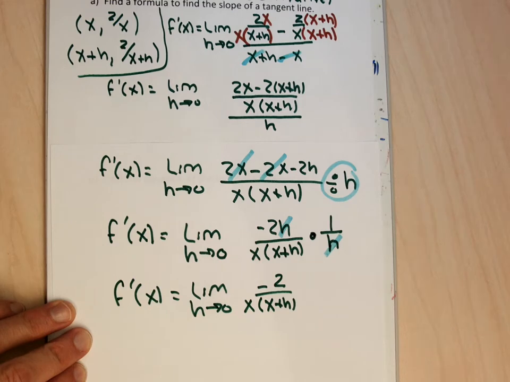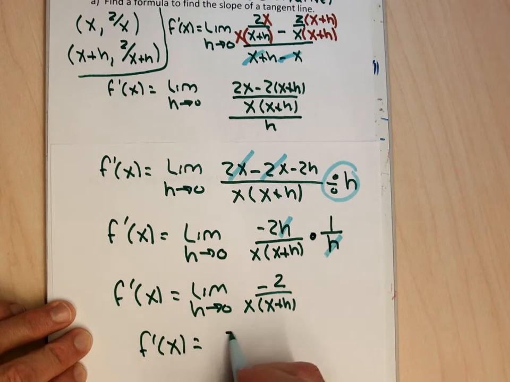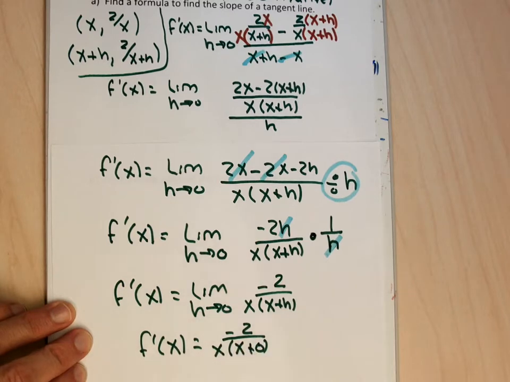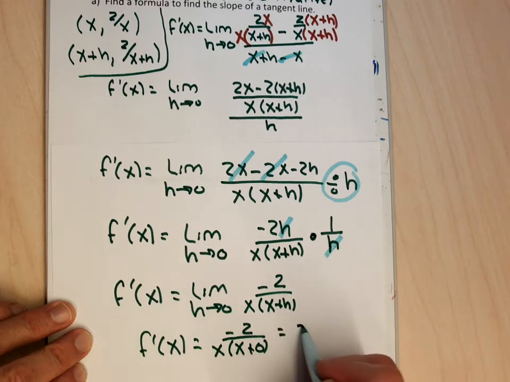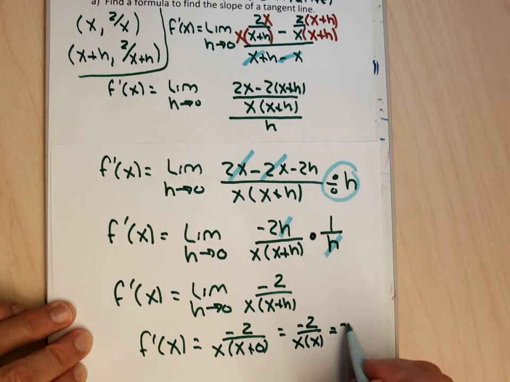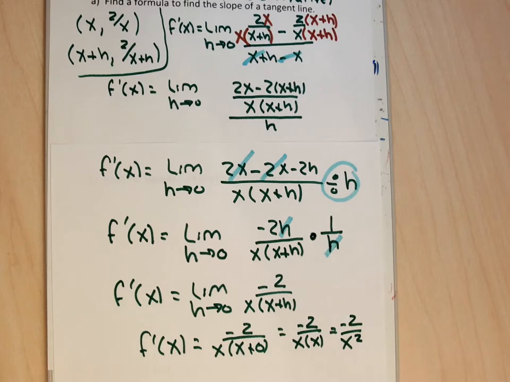At this point, I can plug in 0 for h because I'll get a nice answer and I won't get a 0 in the denominator. So now I'm going to change the h to 0, and get f prime of x equals negative 2 over x times x plus 0, which is going to be negative 2 over x times x. And that's going to be negative 2 over x squared. That's going to be the answer to part A of number 10.